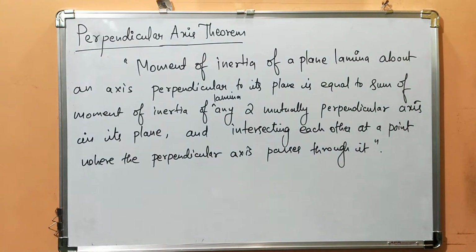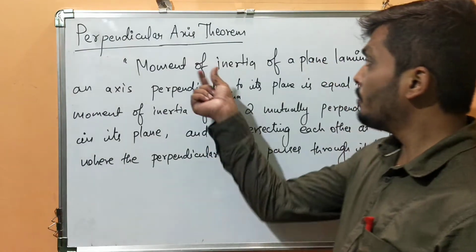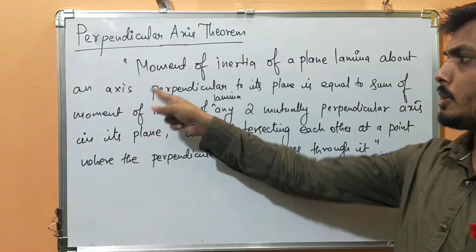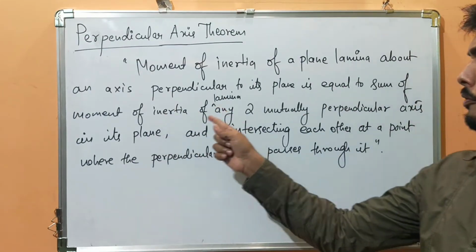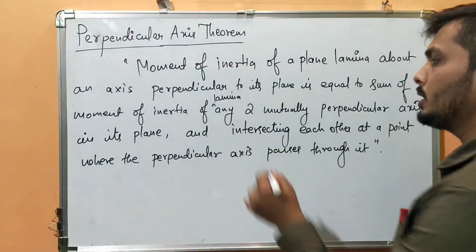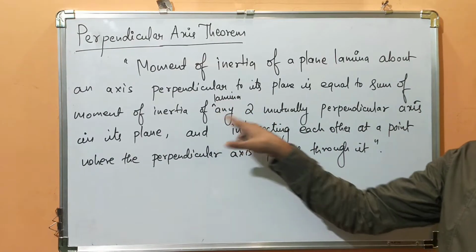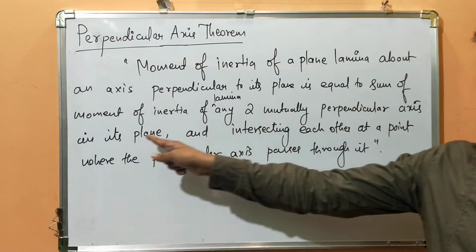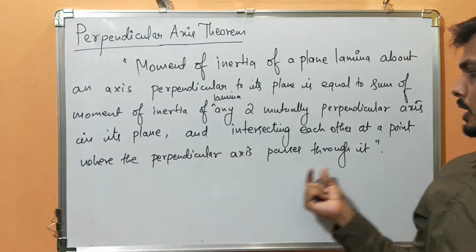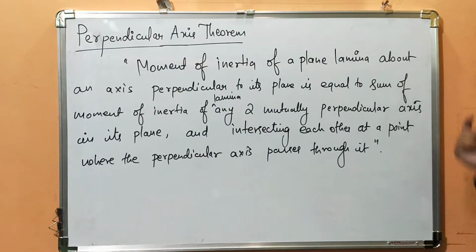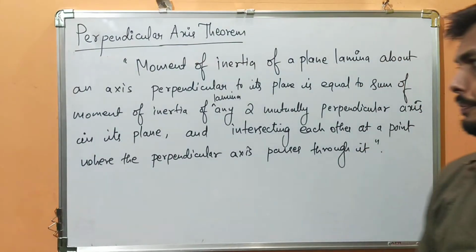So that's the statement. Okay. Quite a big statement, but very easy to understand. What it states: moment of inertia of a plane lamina about an axis perpendicular to its plane is equal to sum of moment of inertia of lamina about any two, I forgot to write lamina here, about any two mutually perpendicular axes in its plane and intersecting each other at a point where the perpendicular axis passes through it. First note it down, then later I'll explain. Once you note it down, you will get a hint of the idea.